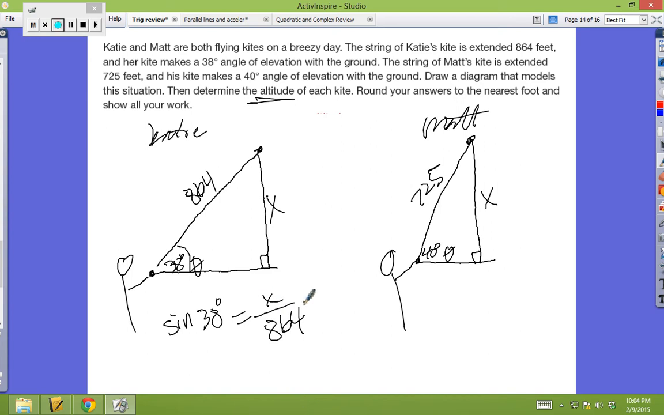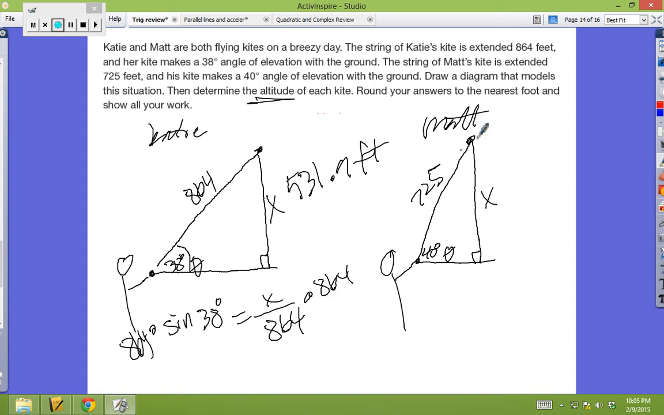Just undo the division. Times both sides by 864. Times this by 864. So on your calculator, do 864 times the sine of 38. I'll make sure I'm in degrees. Okay, 864 times the sine of 38, hit enter. So that kite perpendicular to the ground is 531.9 feet.